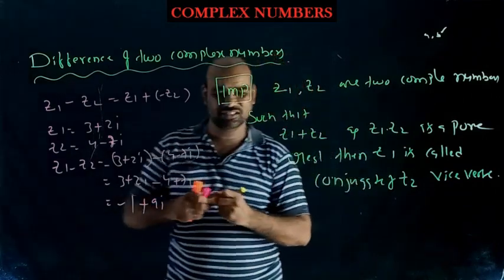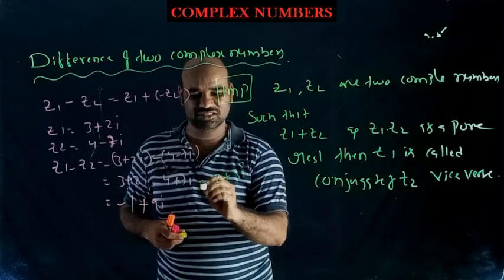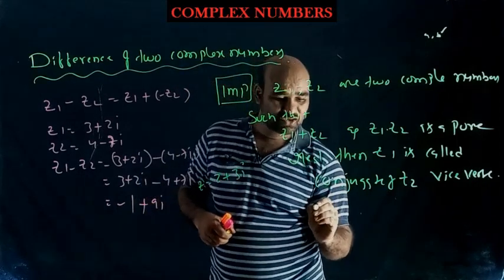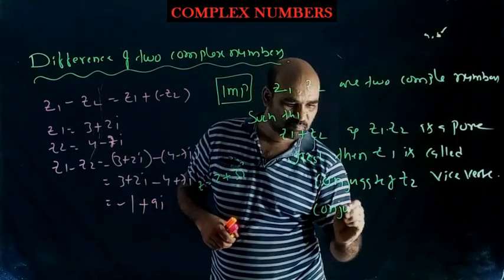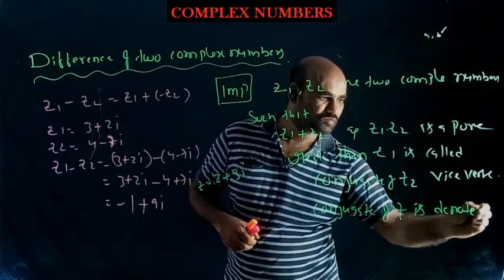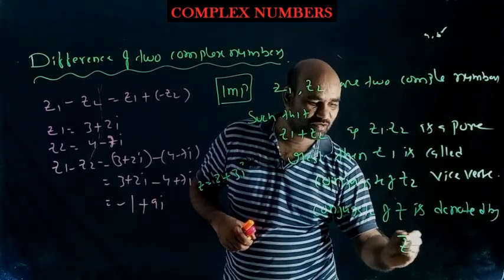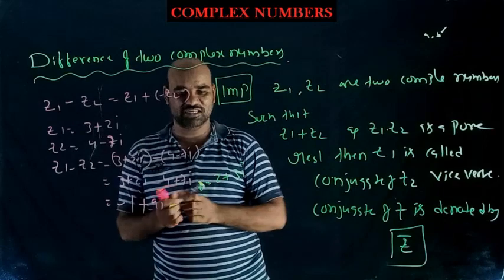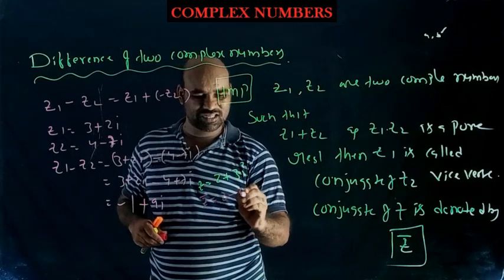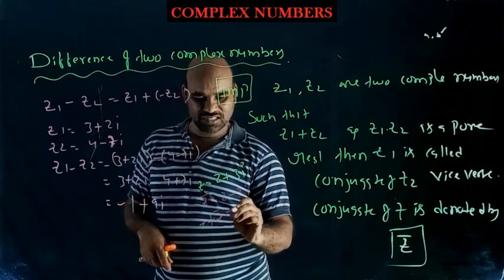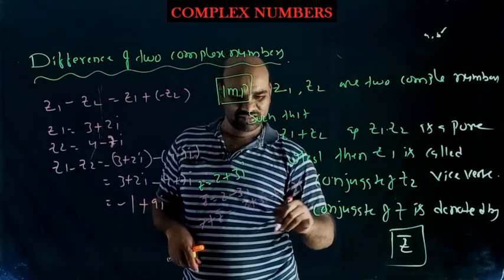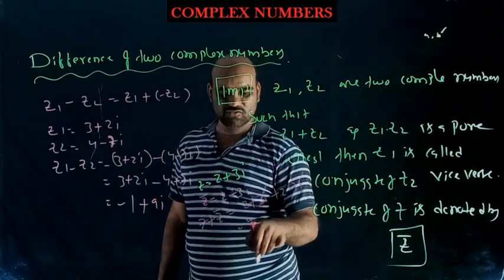So here the important thing is, for example, 2 plus 3 iota is given. This is Z. We want to find its conjugate. The conjugate of Z is denoted by Z bar. Important, Z bar means conjugate of Z. Z is given, you want to find Z bar. So simply I can say that my Z bar is nothing but 2 minus 3 iota. Z plus Z bar equals 2 plus 3 iota plus 2 minus 3 iota; the 3 iota gets cancelled, that is equal to 4, a pure real number.